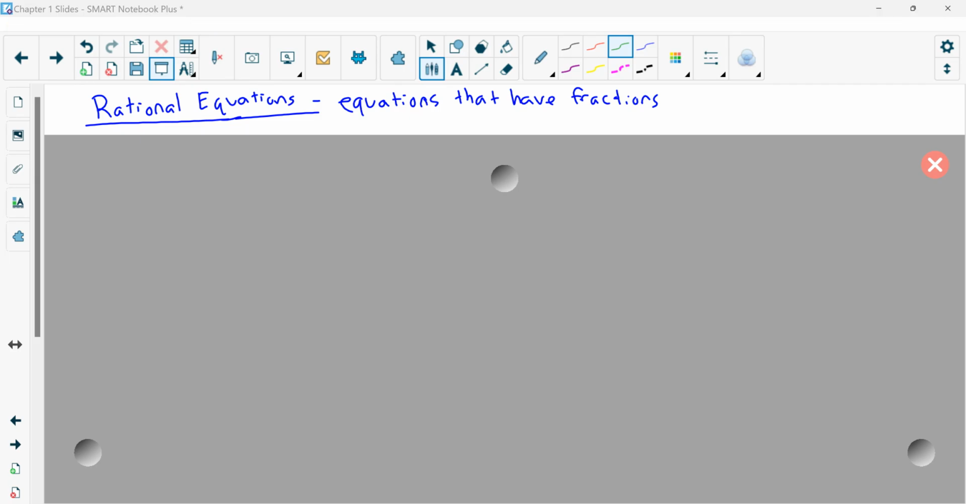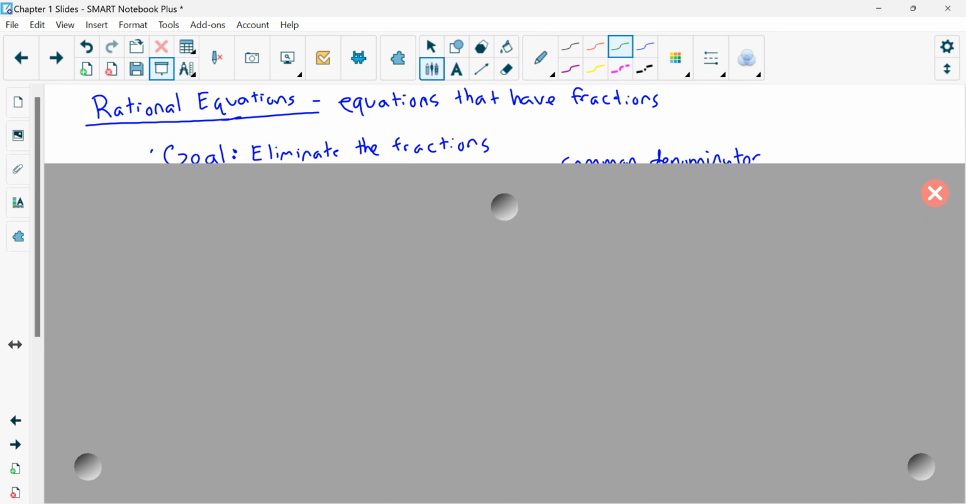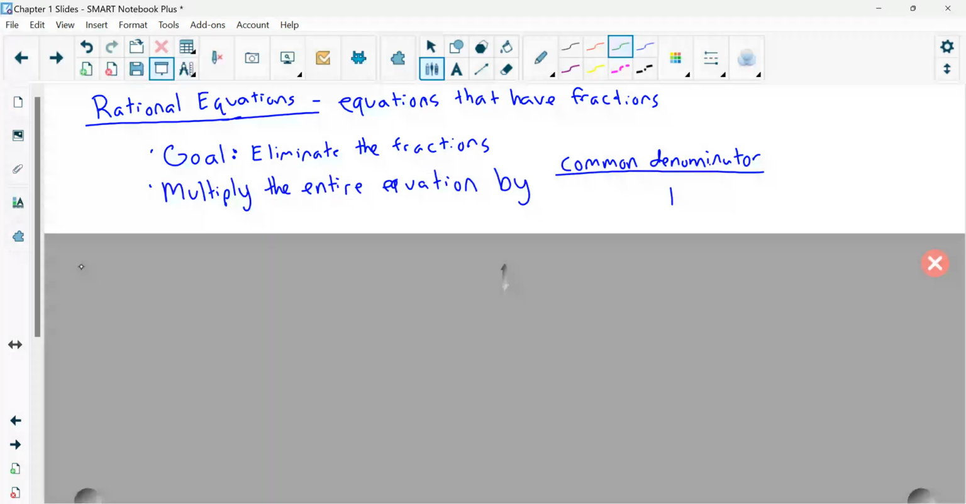So no one really likes fractions all that much. So our goal is to eliminate the fraction. That's our ultimate goal. And the way we're going to eliminate those fractions is to multiply the entire equation by the common denominator over 1. So that means you're going to multiply all the tops by the common denominator, and the denominators will stay the same.